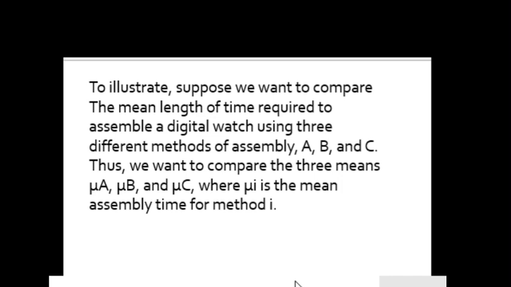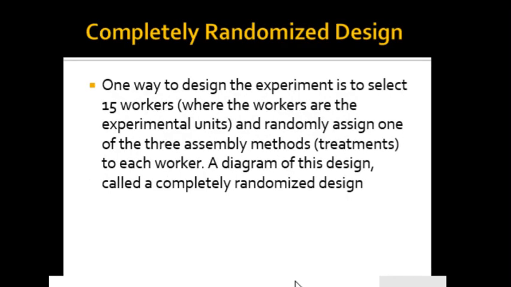So to illustrate this, let's say we wanted to compare the mean length of time required to assemble a digital watch using 3 different methods of assembly, A, B, and C. And we want to compare the means of these 3 methods. We want to see if mu A versus mu B versus mu C, which one is the fastest, which one is the slowest, are 2 methods the same, or are 3 methods the same. So we want to compare the 3 means using an experiment.